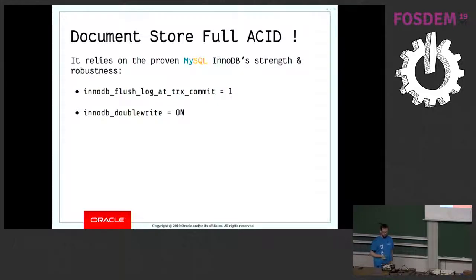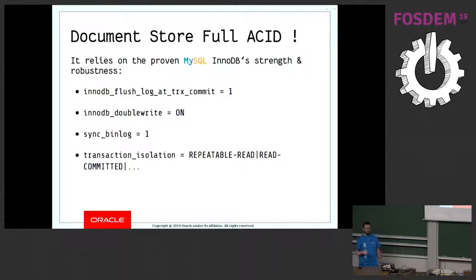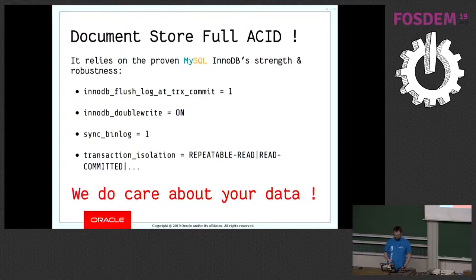Double write buffer. So if you have an issue writing a new DB page, we're going to find it. Sync binlog equal one. So it means that every time you write a new document, it will also be synced on the binary log and sent to the slave. So all that works as normal. Everything you have in MySQL now, you have it with the document store. So your replication, group replication, the isolation, all that works, but with documents. So we do care about your data, as I already said. So if you care about your data, and if you want to use CRUD operations and have documents, MySQL document store.